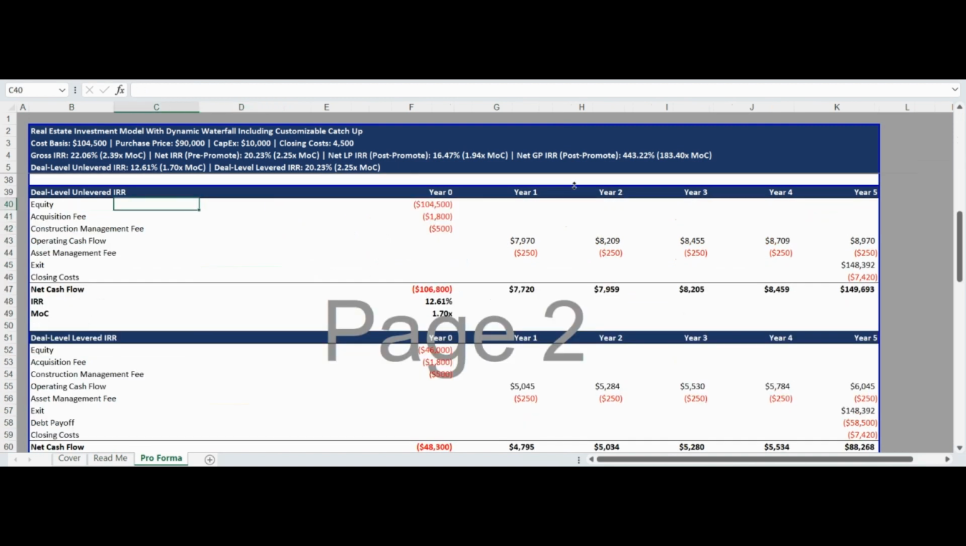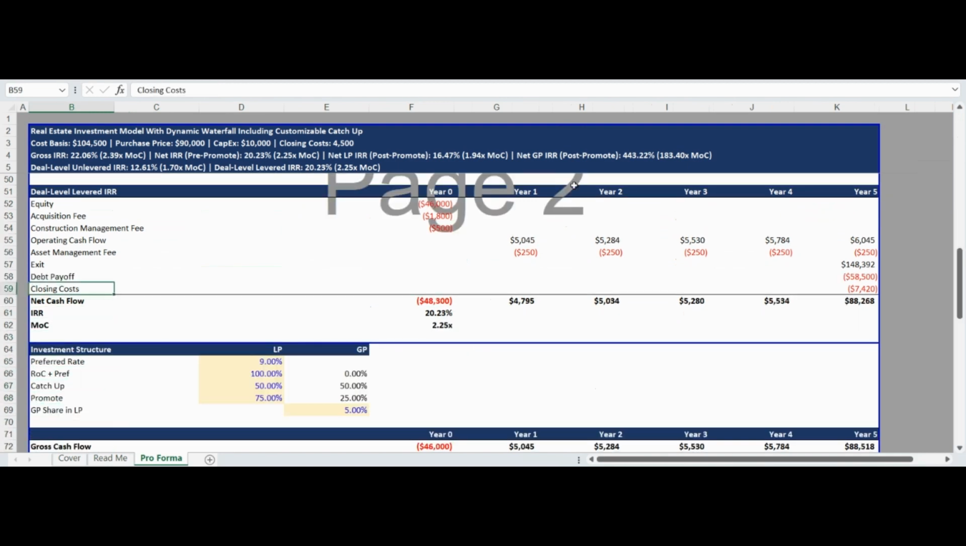The deal-level unlevered net cash flow, internal rate of return, and multiple of capital is calculated and organized in an easy-to-understand data table. This is followed by a similar calculation for the levered net cash flow, internal rate of return, and multiple of capital.